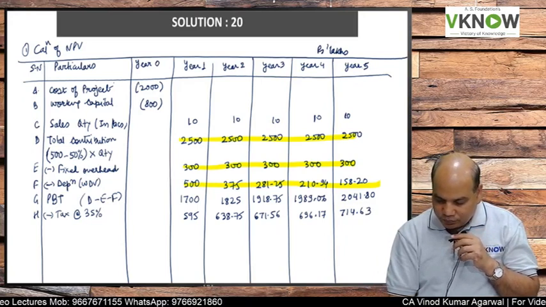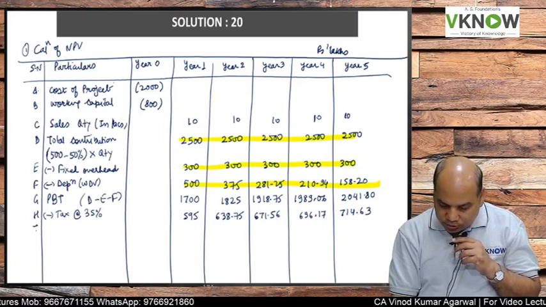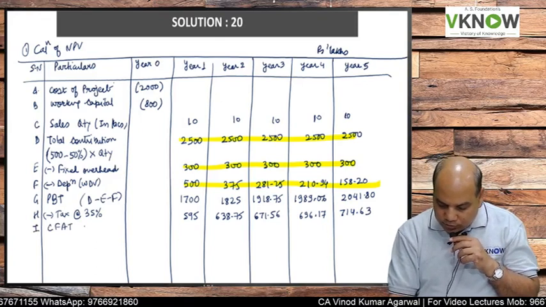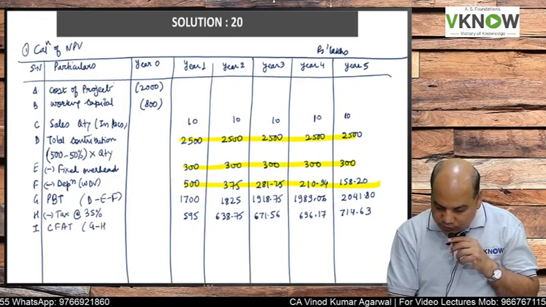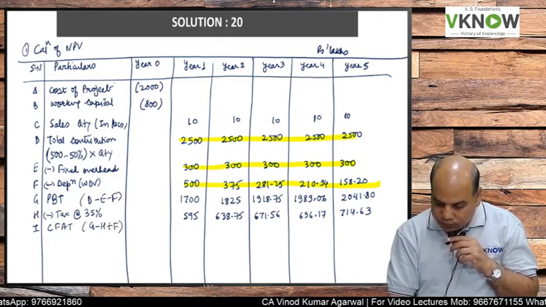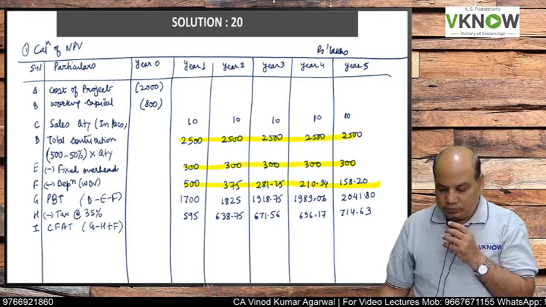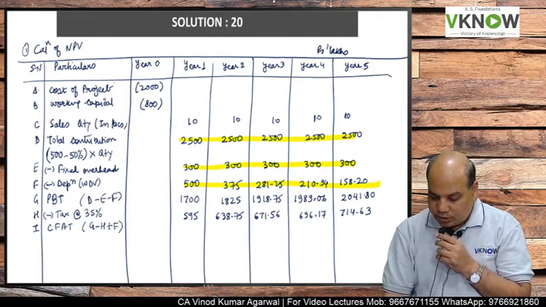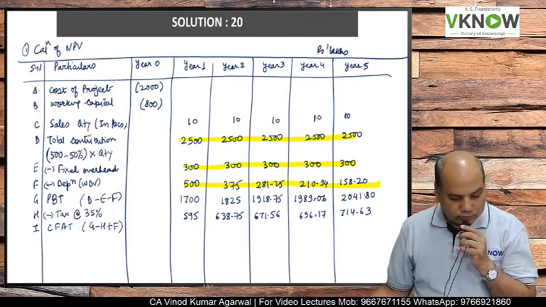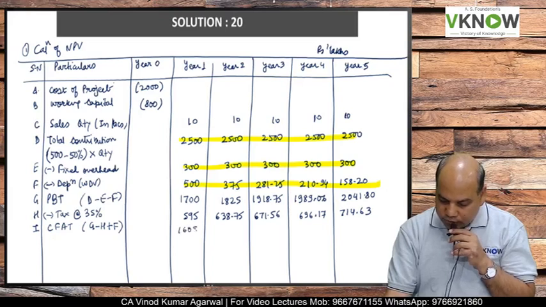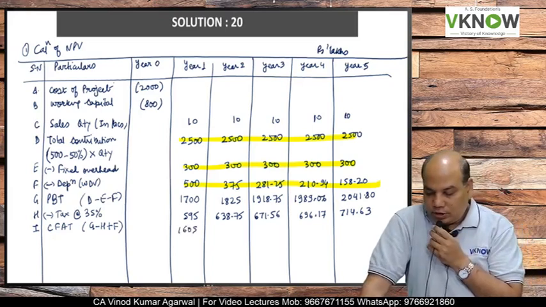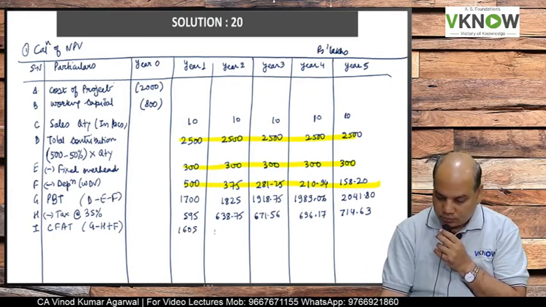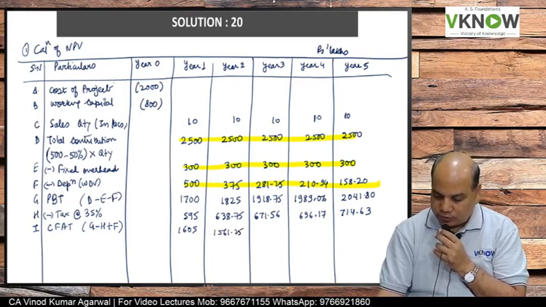Okay, wait. Point number I, write down CFAT. So CFAT will be, listen to me, G minus H plus F. G minus H will give you PAT. PAT plus depreciation is CFAT. So 1700 minus 595 plus 500: 1605. Very good. 1825 minus 638.75 plus 375: 1561.25. Okay.